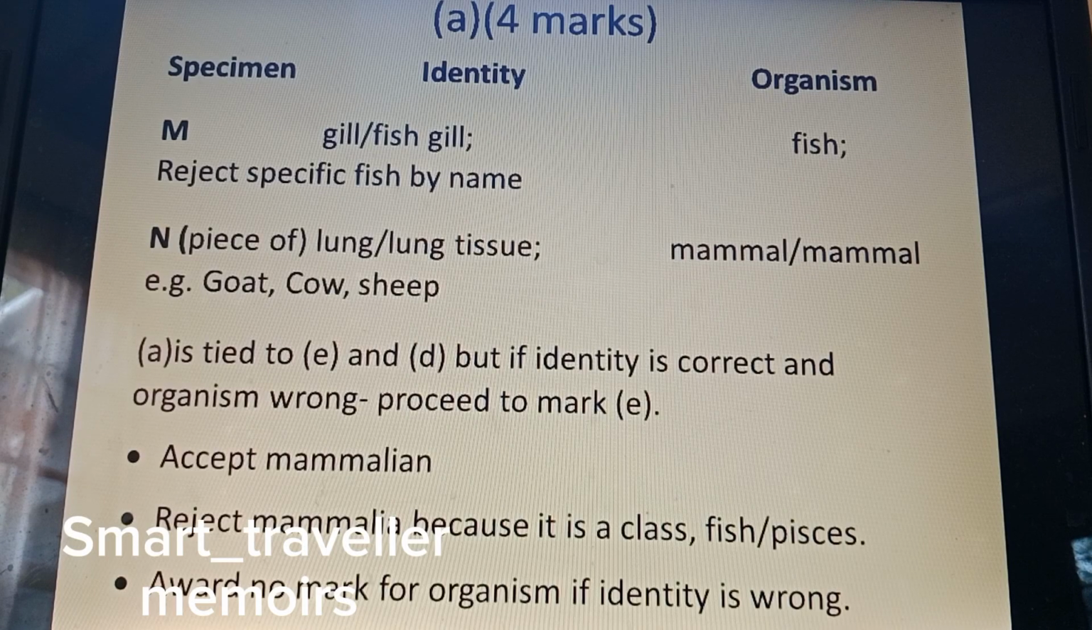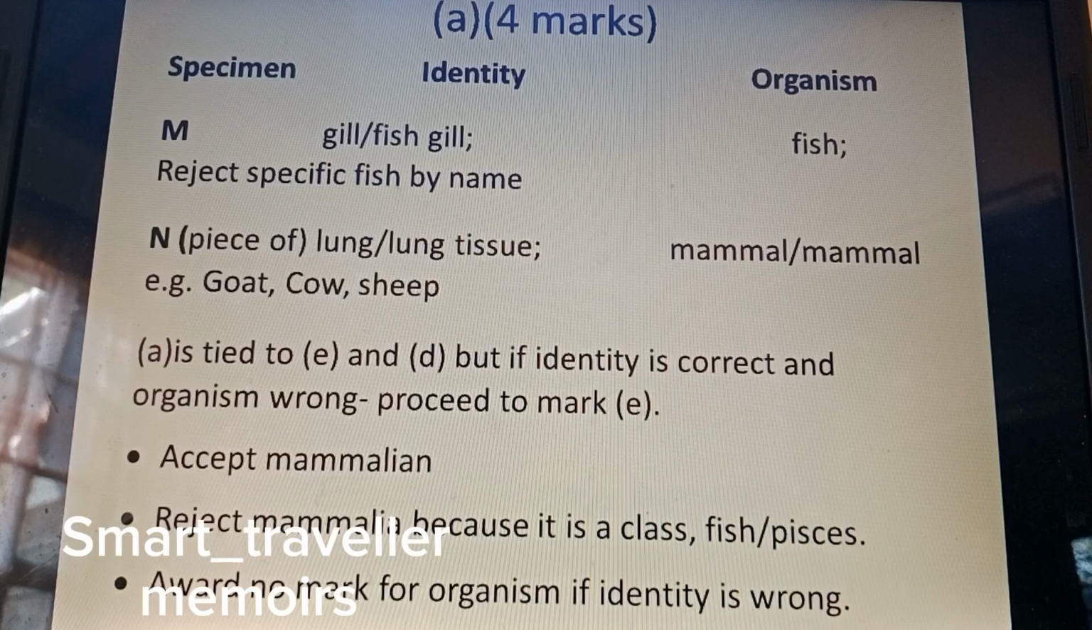Specimen M was gill, or fish gill, or gill from a fish. So the organism is fish. Reject if they give any specific name of a fish, like saying gill, organism, tilapia. No, don't mention a specific name, just say fish. N is a piece of lung, but you can say it's lung or lung tissue.